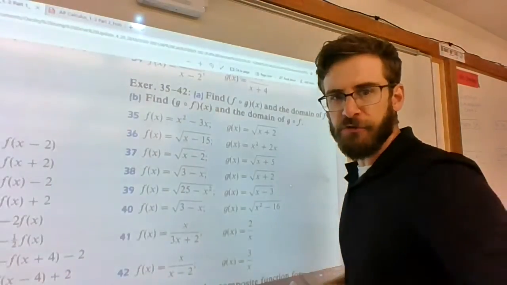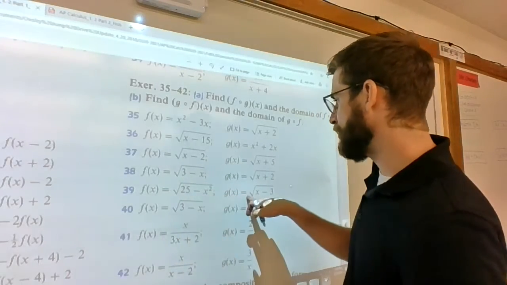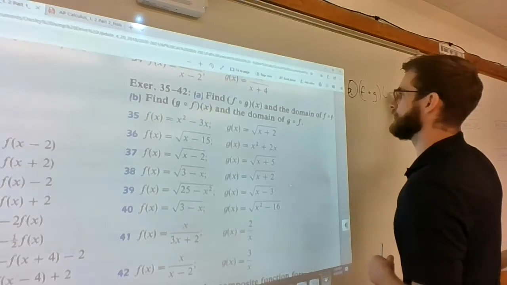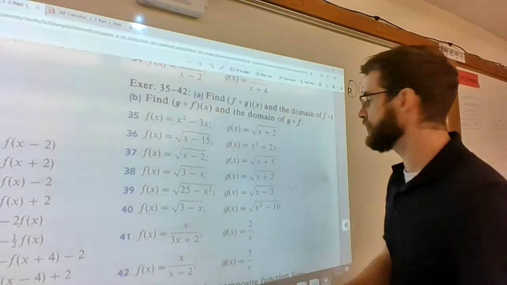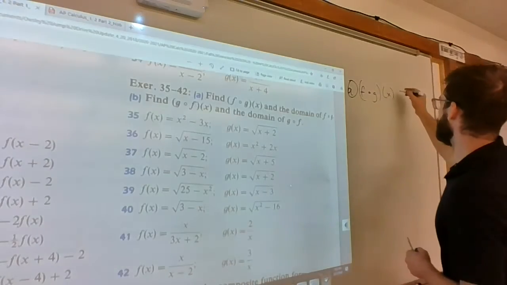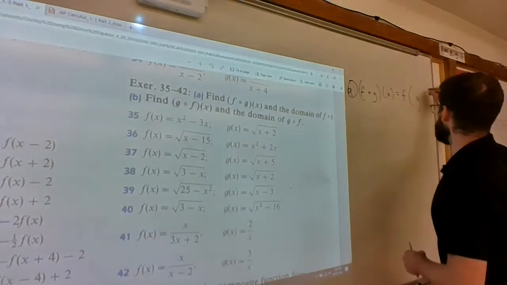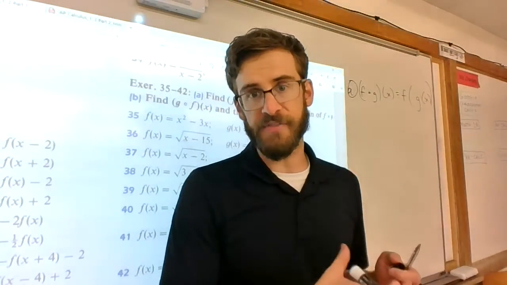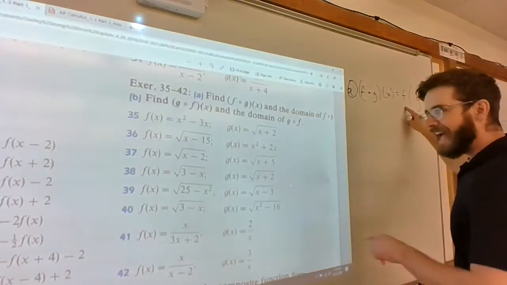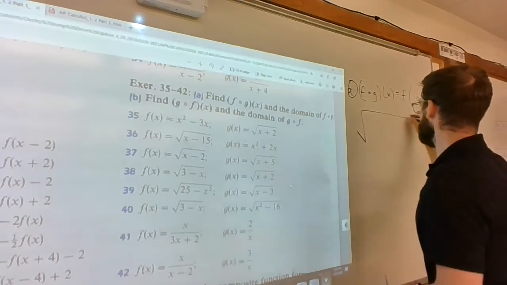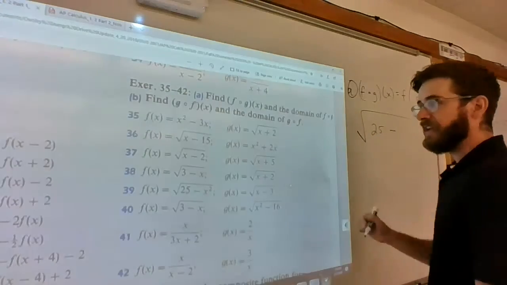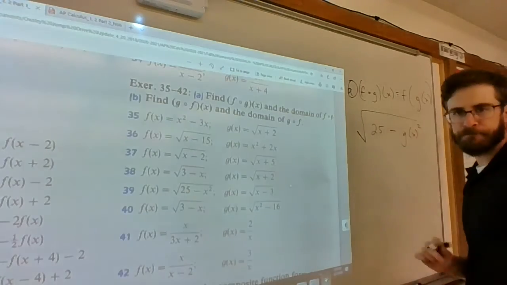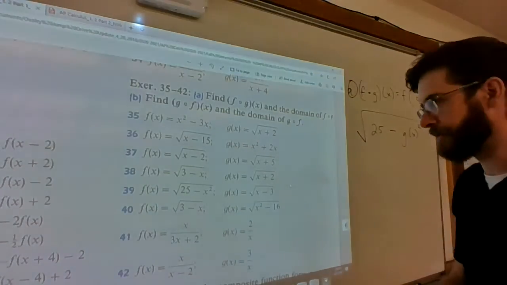39 gives us these two functions, f of x and g of x. They're asking us to determine what f of g of x is, find its domain, and then do the reversal of this. So keep in mind that this is just a replacement of the g of x function moving into the x values of the f of x function. So f of x is going to be root 25 minus, and it used to be x squared, but now it's g of x squared. That's what it means to be a composite function.